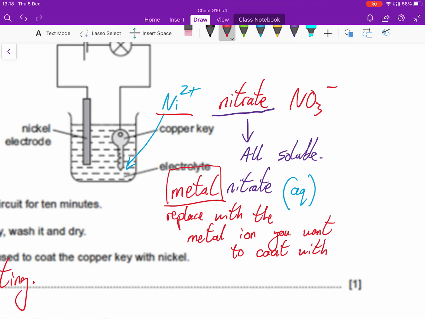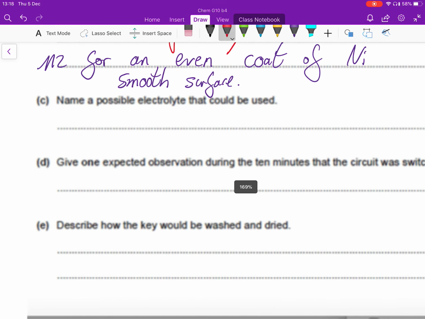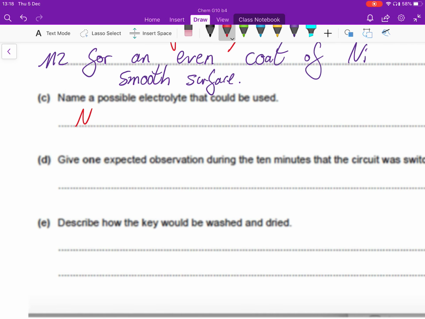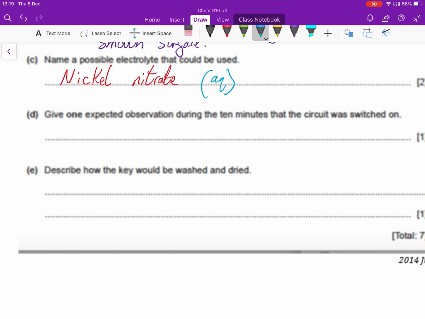Coat means layer, by the way. So layer, putting a layer of metal. So in this instance, we are going to use nickel nitrate, and we need it aqueous because it needs to dissolve. Give one, so I'll write aqueous fully, aqueous.